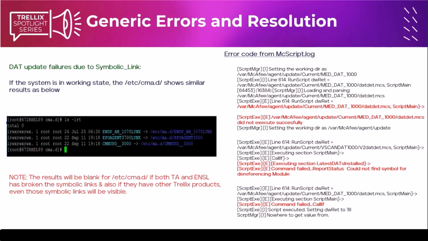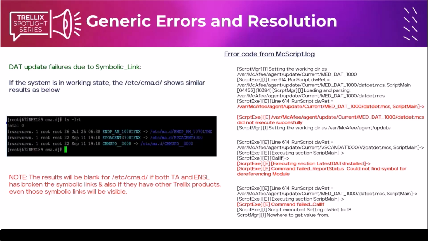We can see that the update task which has been invoked did not execute successfully, which has been highlighted in red. The reporting status says it could not find symbol for differencing module. These are some of the error codes recorded in mcscript.log if we see DAT update failing due to symbolic links. For this, we do have two solutions.